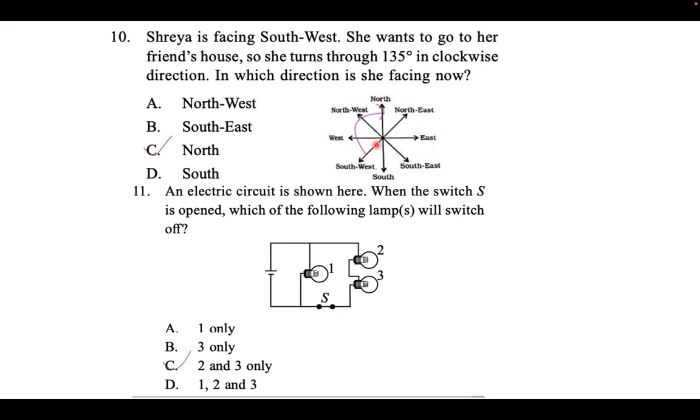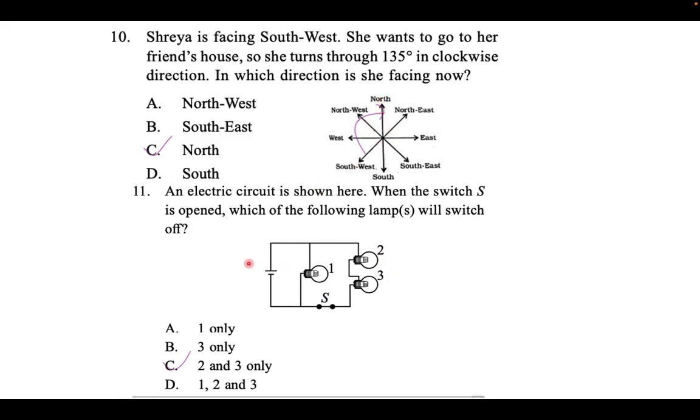Shreya is facing southwest. If she wants to go to her friend's house, she has to turn 135 degrees in the clockwise direction. Since this is 180 degrees and this is 90 degrees, this has to be 135 degrees. She will be facing north now.